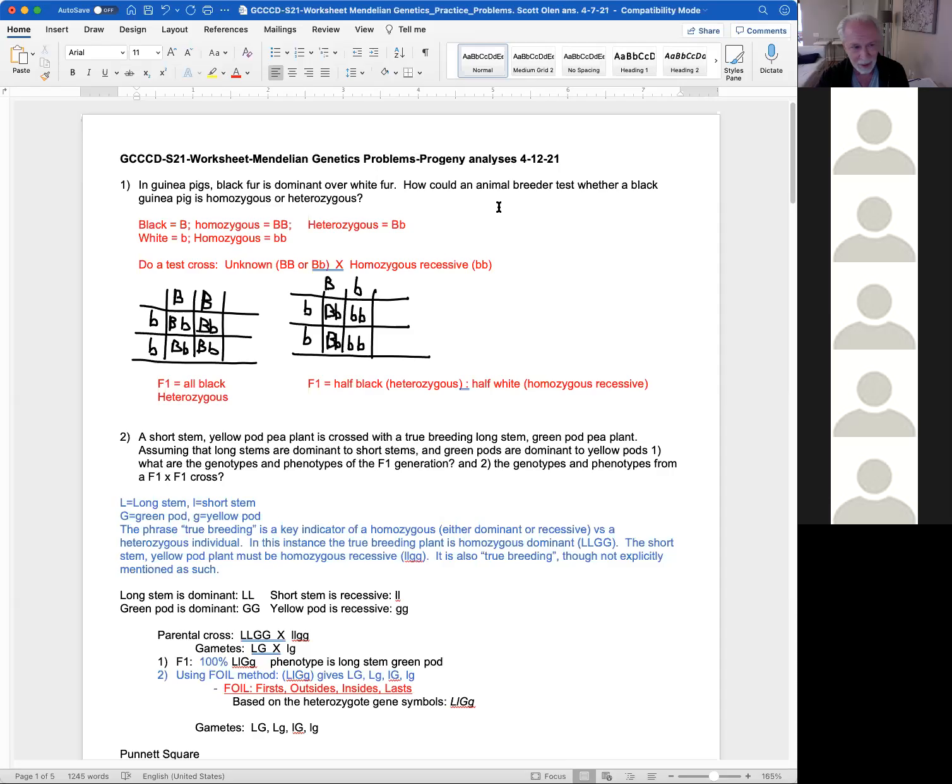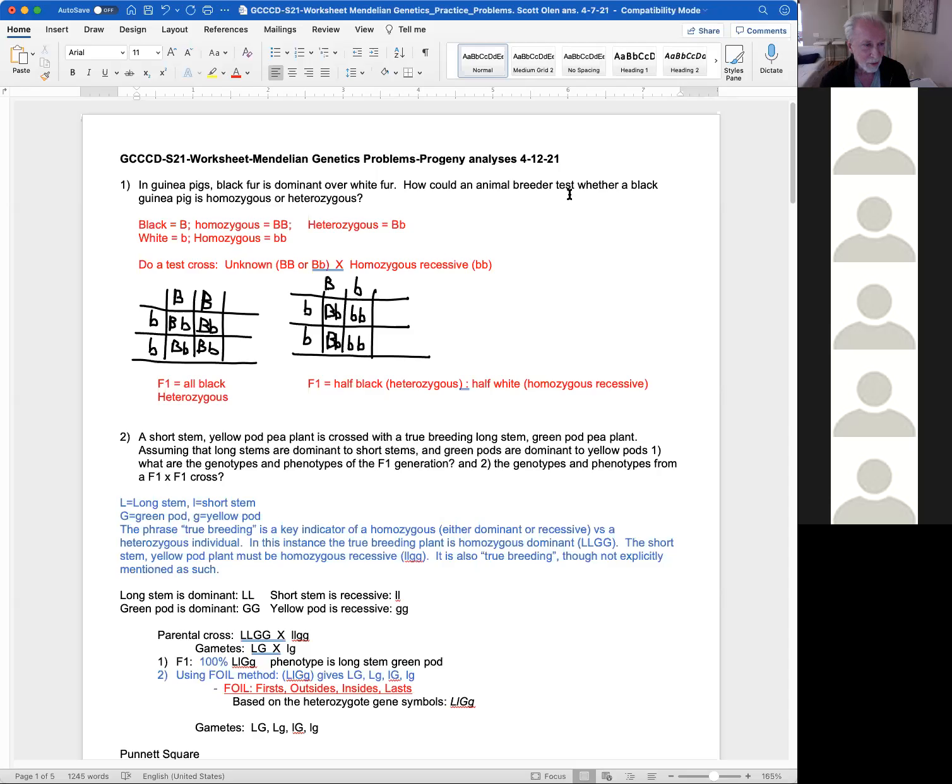It's important for each of these questions to read them very carefully, look at every word, and derive as much information as you can from the various words that are used. So this second sentence here, how could an animal breeder test zygosity? What does that immediately tell you? We talked about testing zygosity in lecture. Anybody have an idea? Well, it's a test cross.